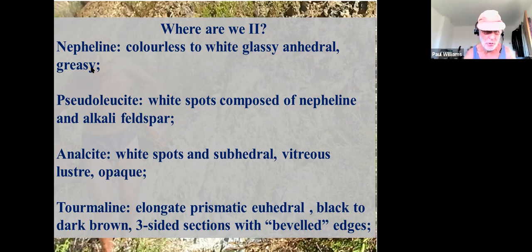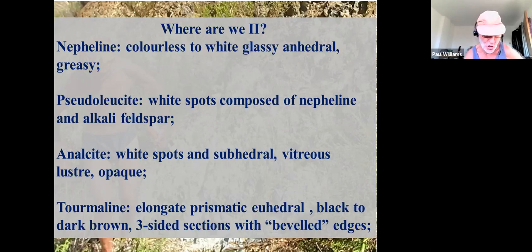We also looked at, remember, pseudoleucite. It was originally leucite, but pseudomorphs after original leucite, which had started to decompose and break down. And we just had general white spots. But when we looked at the white spots, they're actually composed of both nepheline and alkali feldspar. So that was one way to tell that you had originally leucite that had started to break down to pseudoleucite. We looked at analcite, which tended to be just white spots, sometimes somewhat subhedral, vitreous luster, light coloured, and often associated with the more volcanic mafic rocks.